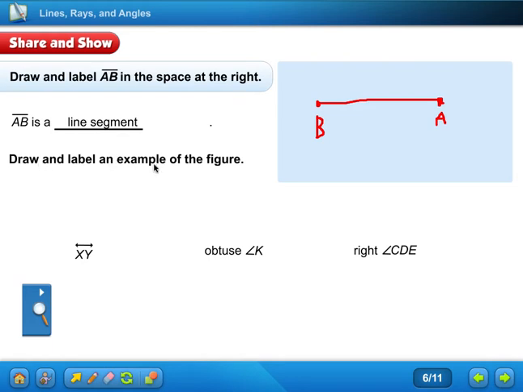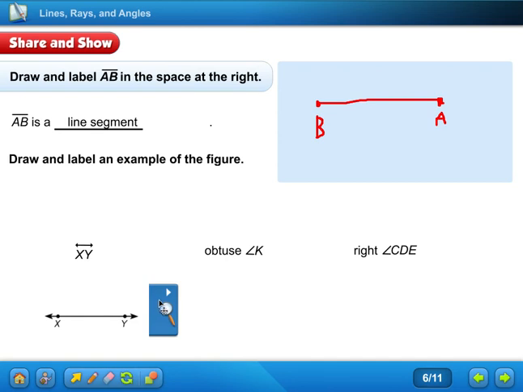All right. Now we're going on here. Draw and label an example of the figure. So this one, do you remember what this is called right here, with the 2 arrows? That was called a line. Remember, it says draw and label. So that's what yours should look like. Now let's go back to this one, I'm sorry. So you have your arrows, both arrows on both sides, and it says X, Y, and 2 points right there.